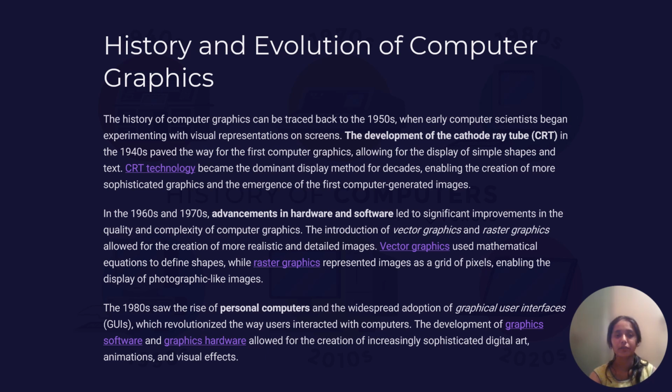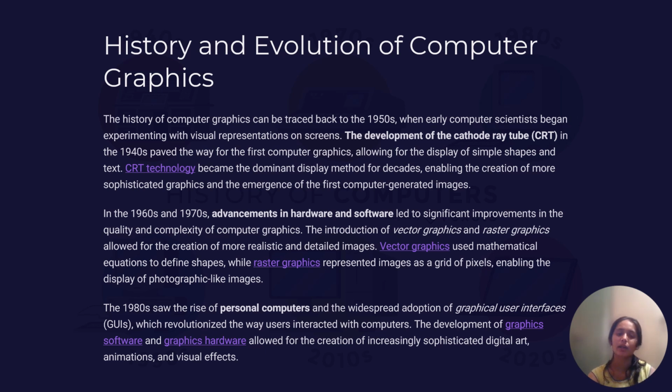History and evolution of computer graphics. The history of computer graphics can be traced back to the 1950s when early computer scientists began experimenting with visual representation on screen. The development of the cathode ray tube (CRT) in the 1940s paved the way for the first computer graphics, allowing for the display of simple shapes and text.